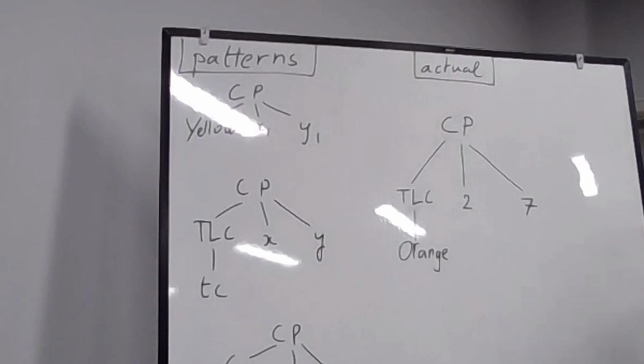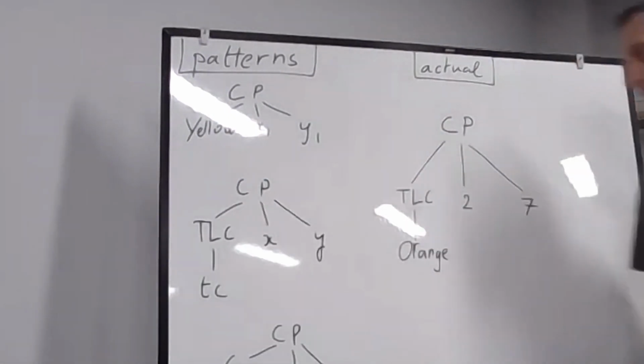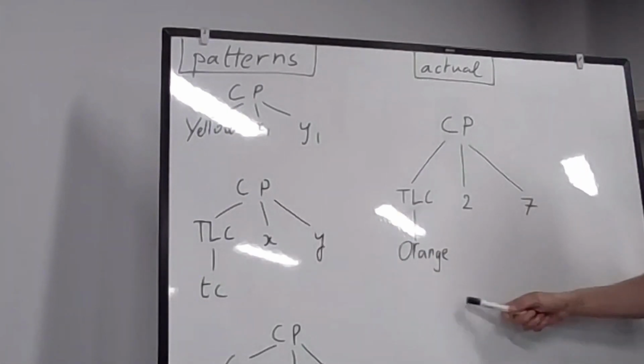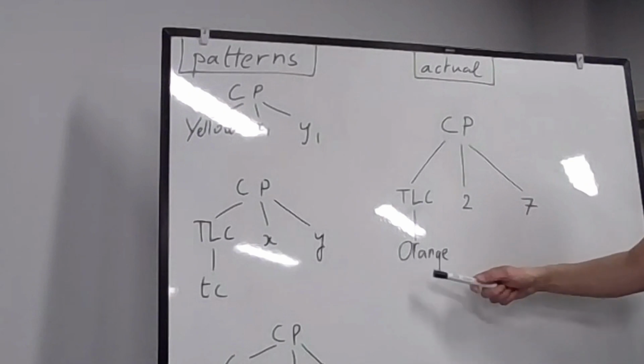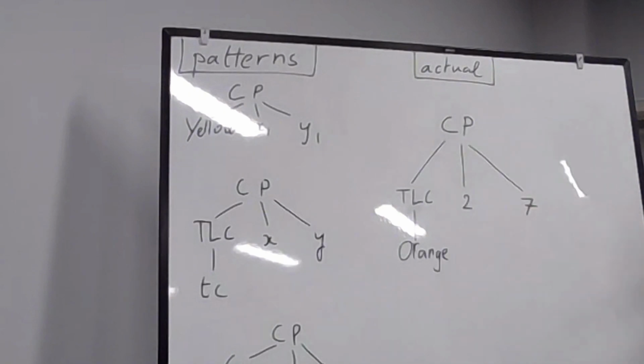And for instance, here is a possible value, a concrete value. So CP with, for instance, I choose the second variant here. So TLC with the orange traffic light color, and X is 2 and Y is 7. Okay, so this is easy to have in mind. And what is pattern matching?